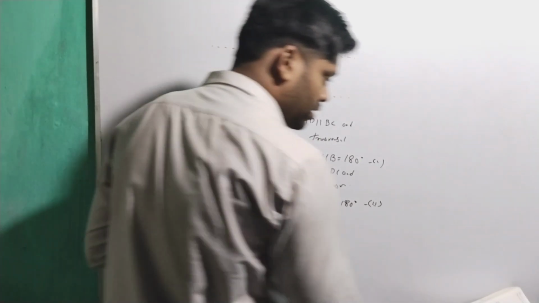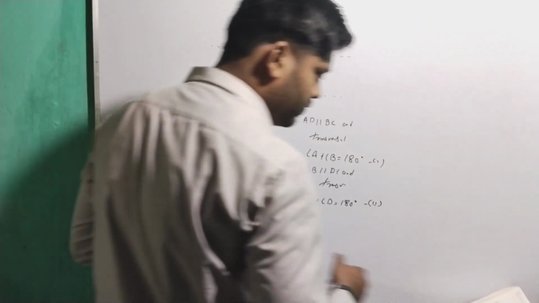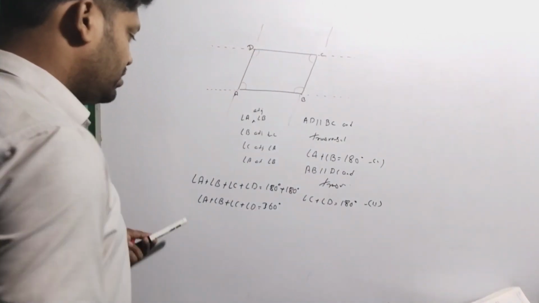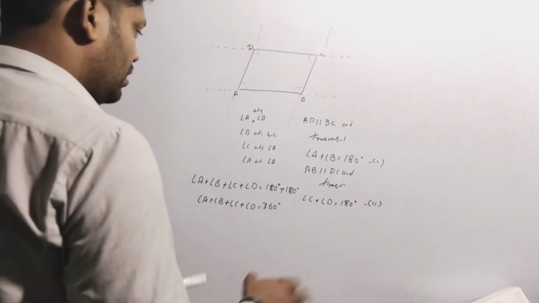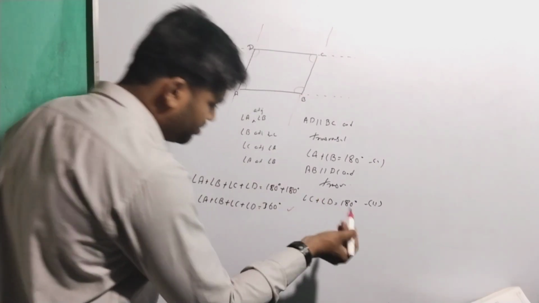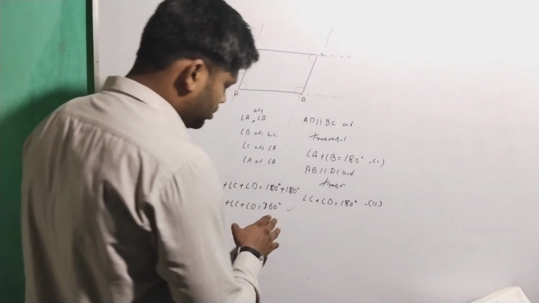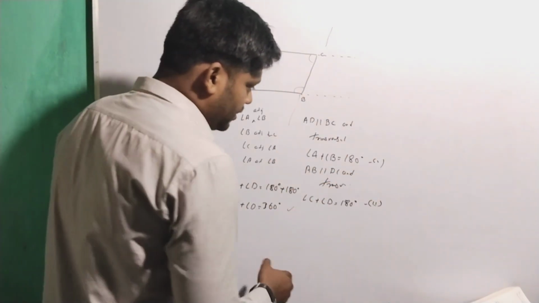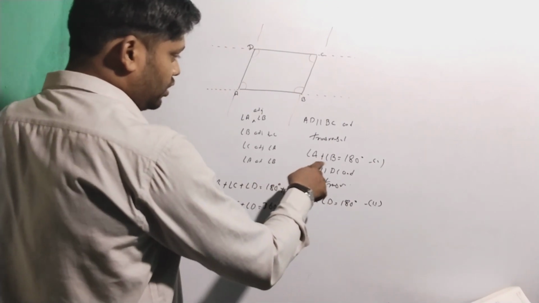Up to here you understood, na? Okay, now what else we have to find out? 360 degrees. These are the sum of the angles of a parallelogram. But here we are not being asked to do this one, but I did it for your convenience. If they ask you to find this out, you will do it. But here we have to find the sum of the two adjacent angles.